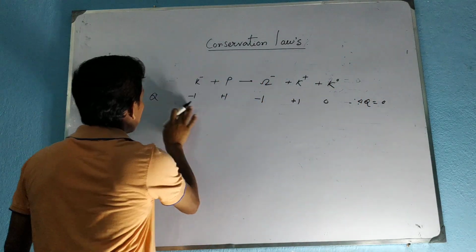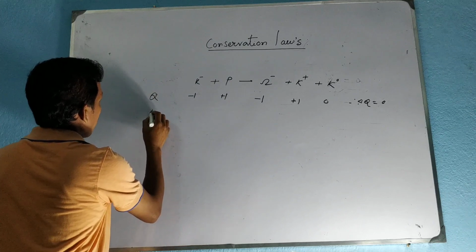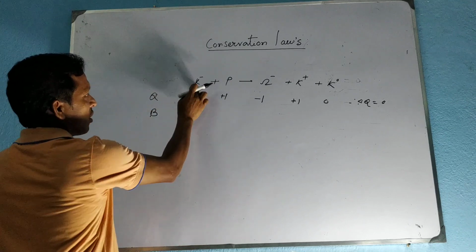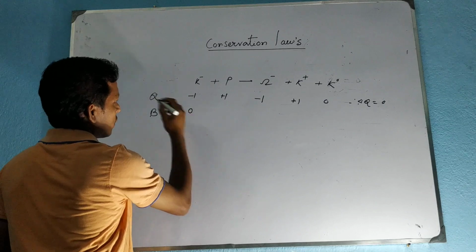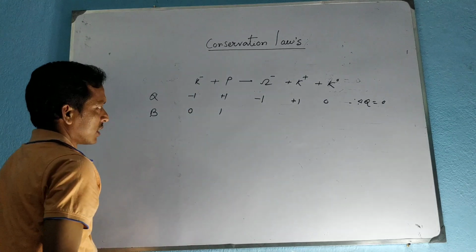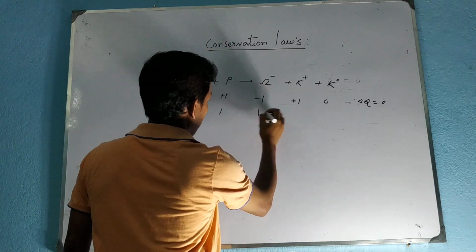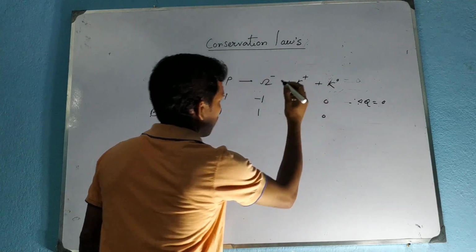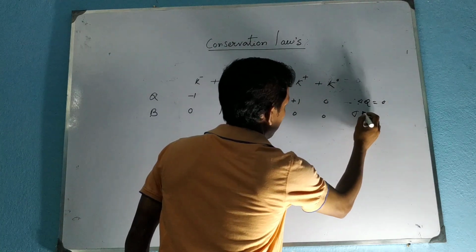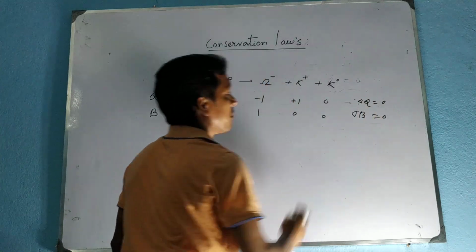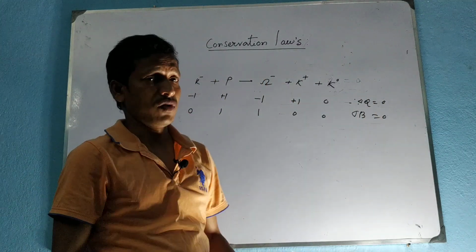Now I will check the baryon quantum number. K minus is not a baryonic particle, so 0. Proton is a baryonic particle, 1. Omega minus is also a baryonic particle, 1. The K mesons are not baryonic particles. So delta B is also 0. The baryon quantum number is also conserved.